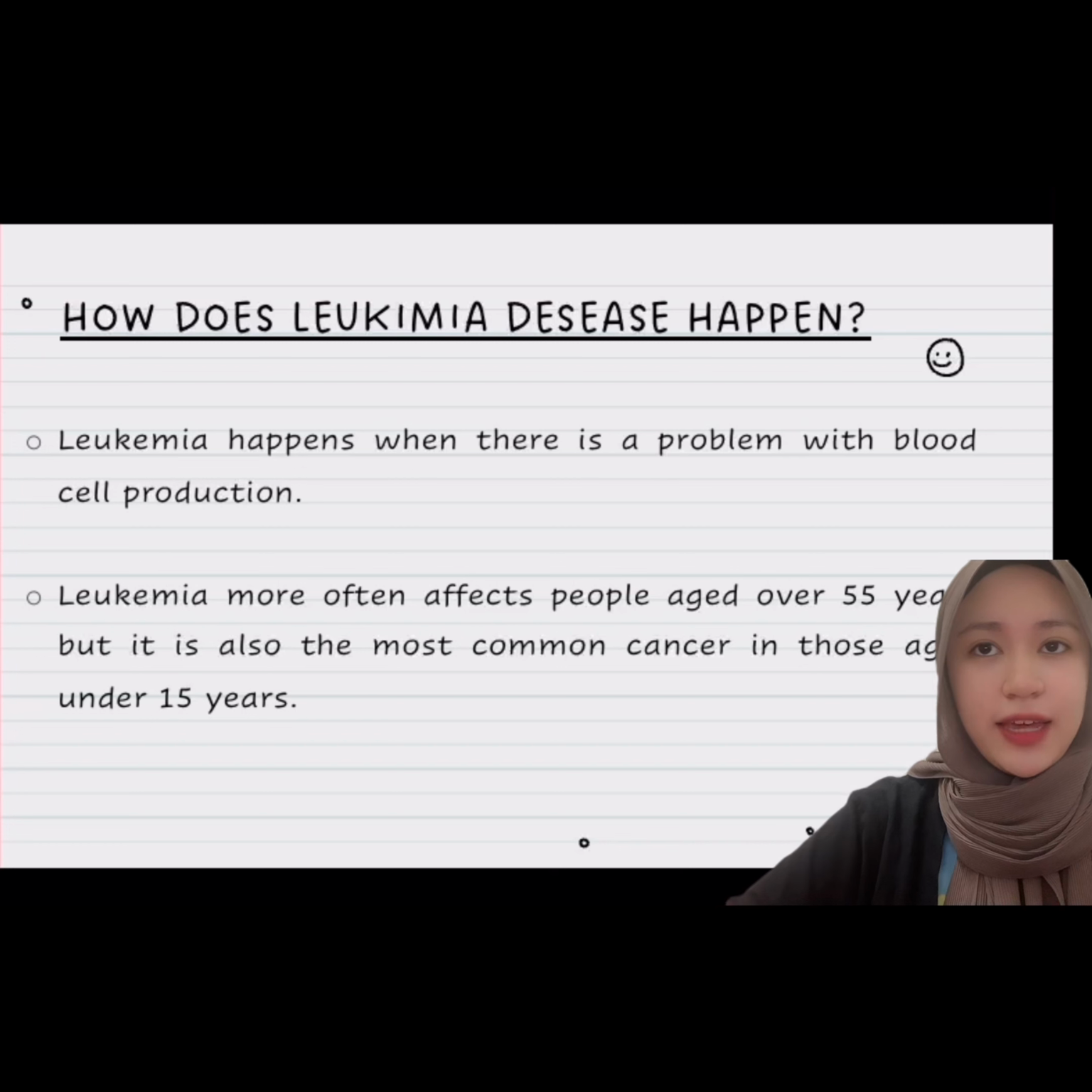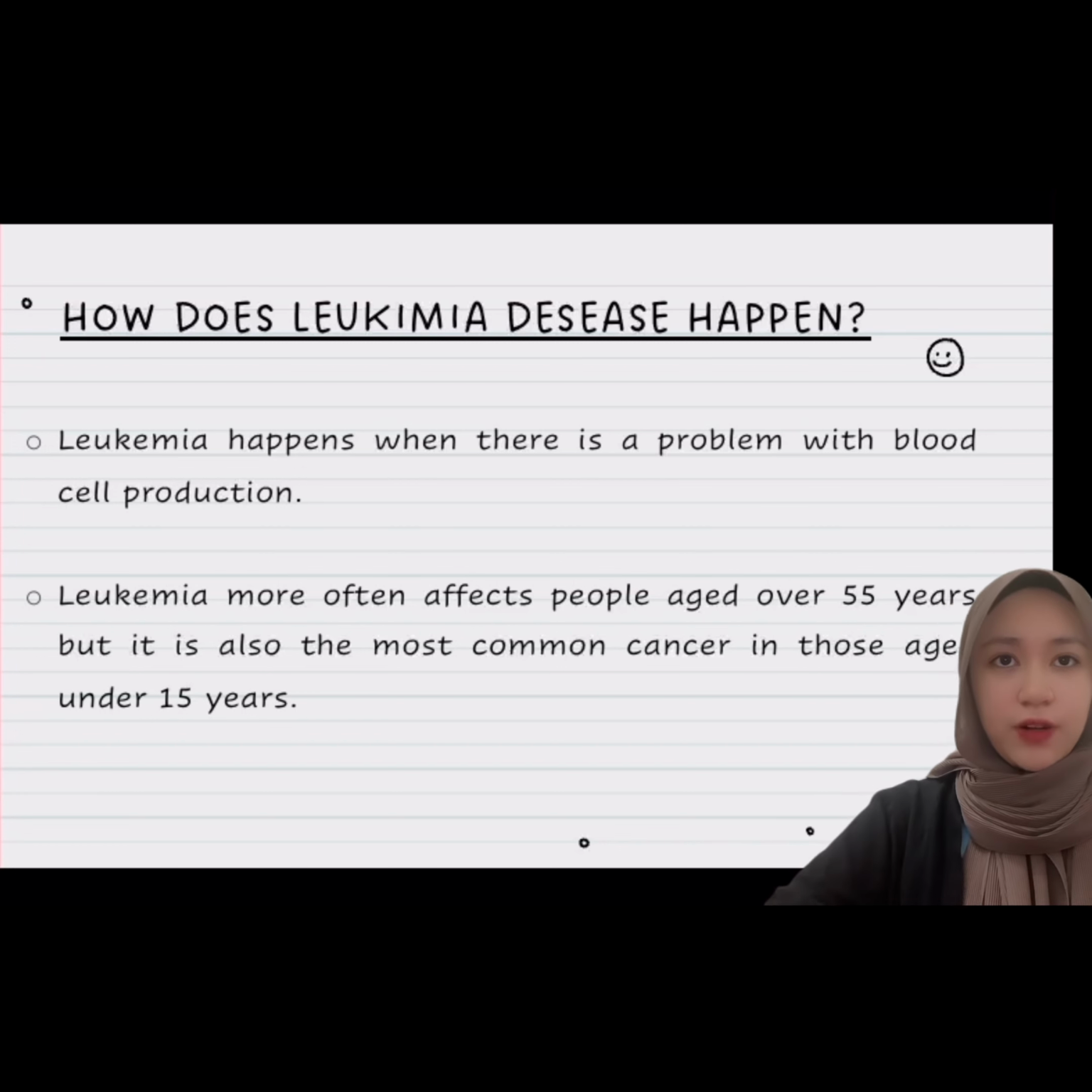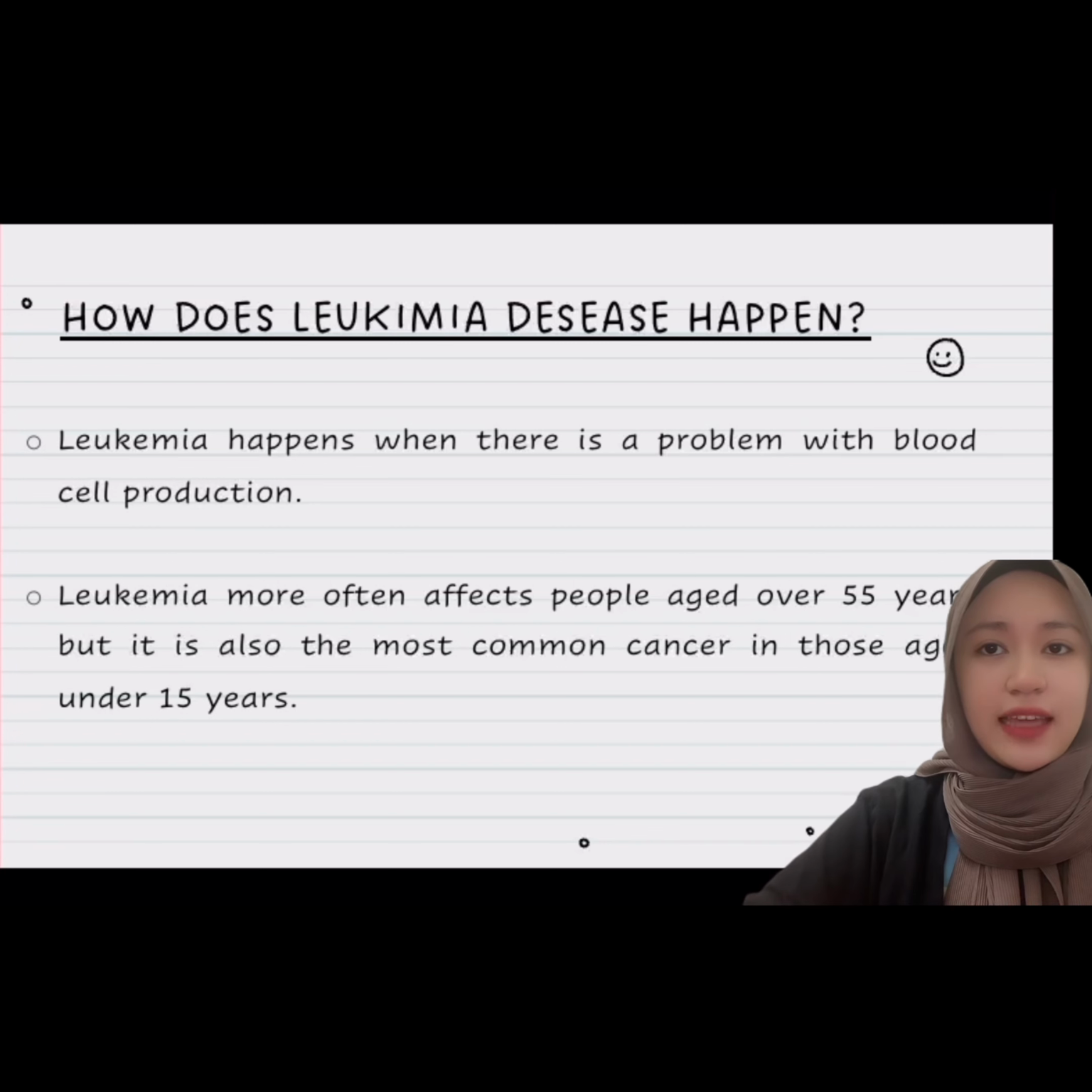So leukemia is a cancer of the blood or bone marrow which produces blood cells. Leukemias happen when there is a problem with the cell production. It usually affects the leukocytes or white blood cells.